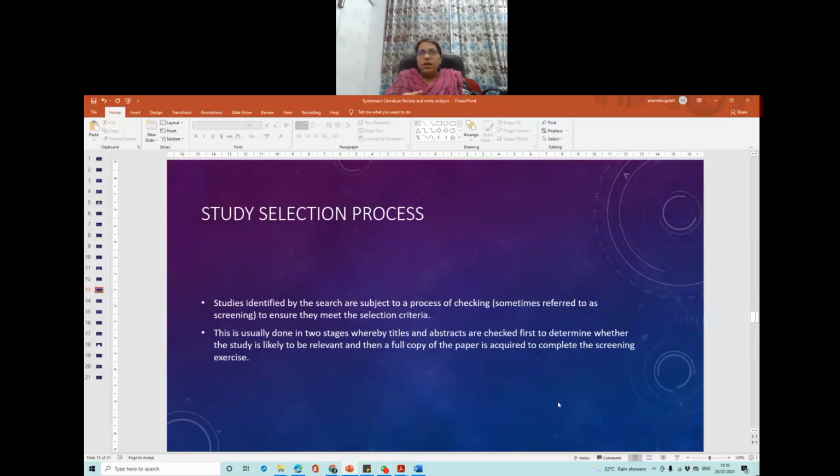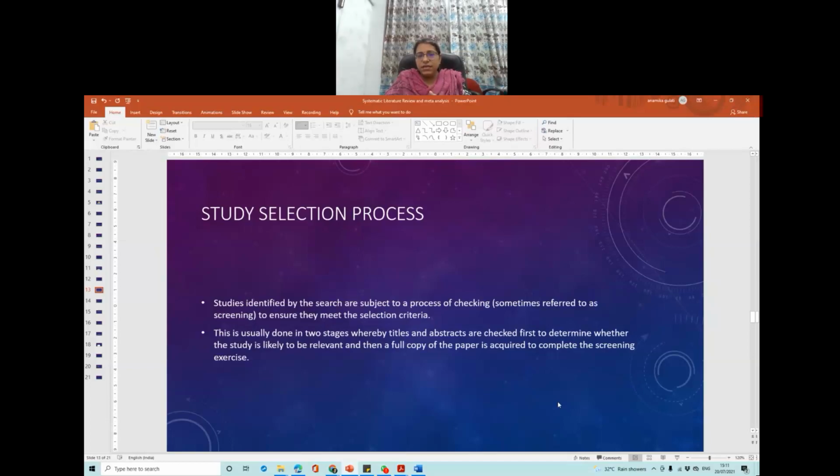For example, the study we just discussed had the 10 to 15 age group as well as geriatric and adolescents. But in the abstract, it was not clear whether the subgroup is present or not. Then you have to read the full copy of that paper, and you will find that yes, the 10 to 15 age group subgroup is not present in that particular study, so it will be excluded from that review. So this is a process.